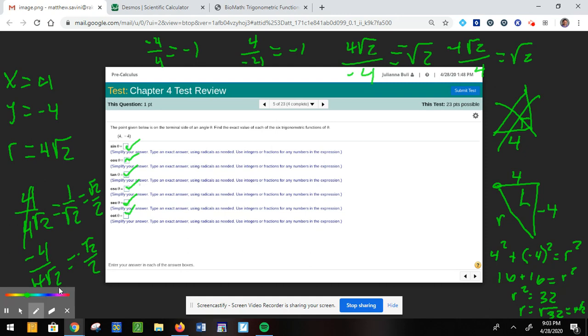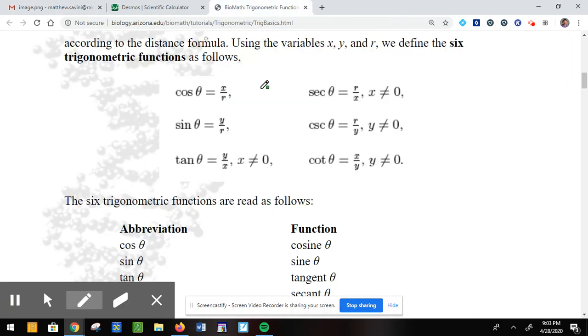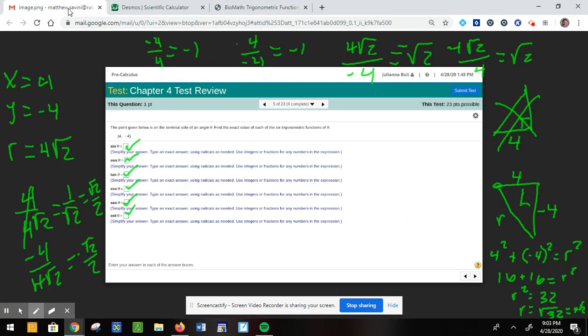But again, ultimately, you're just using these formulas, and you need to figure out the value of r, which in this case, since they're both the same absolute value, it's a 45, 45, 90 triangle. So you could use the ratios. You can always use Pythagorean theorem to get them as well. Okay. Let me know if you have any other questions.